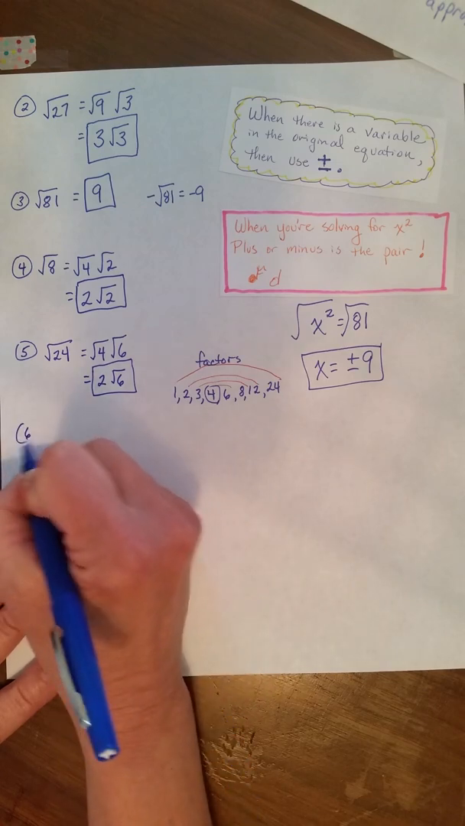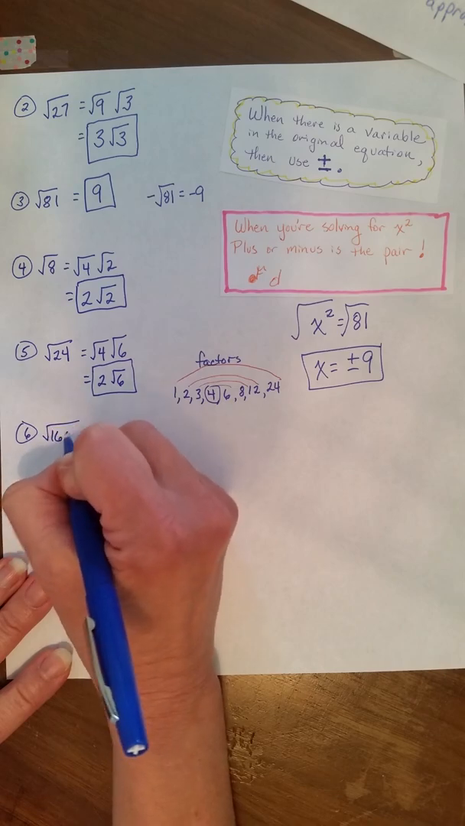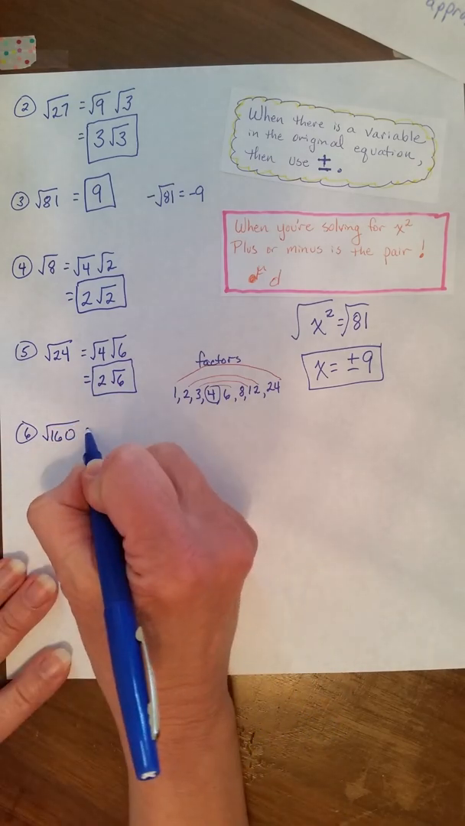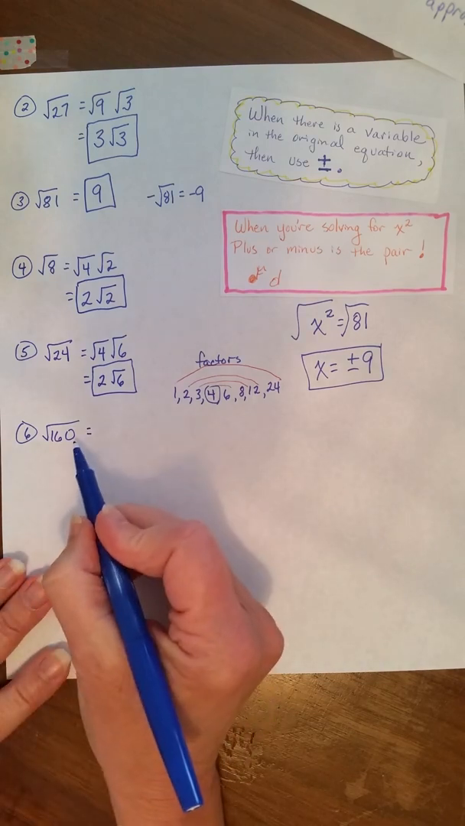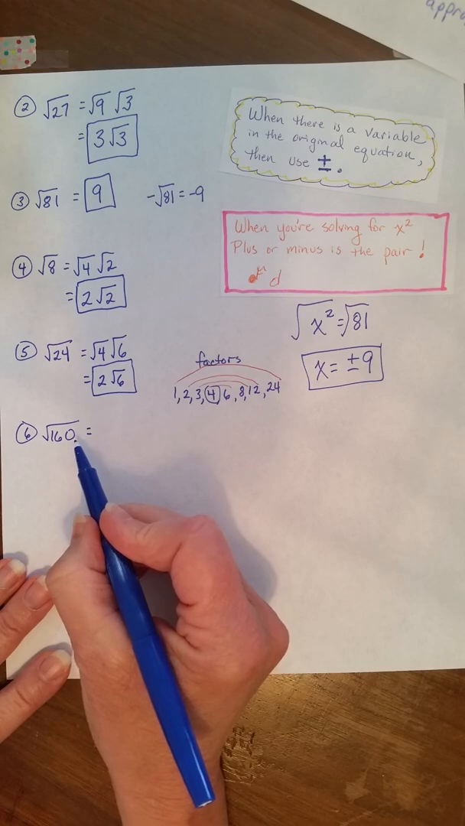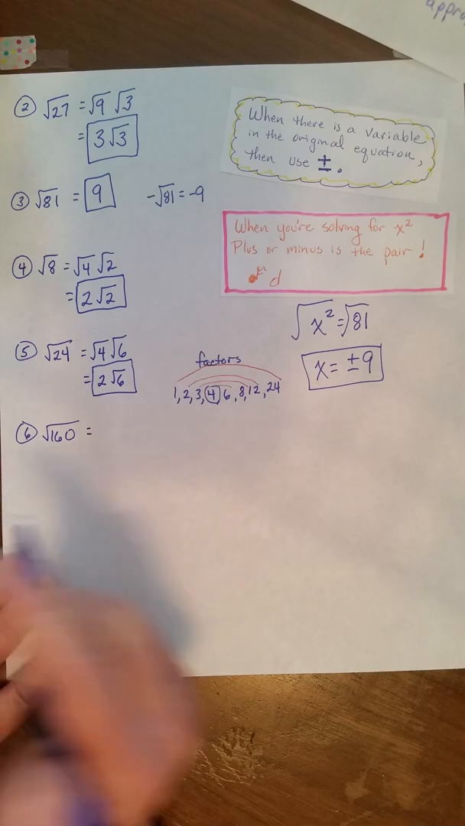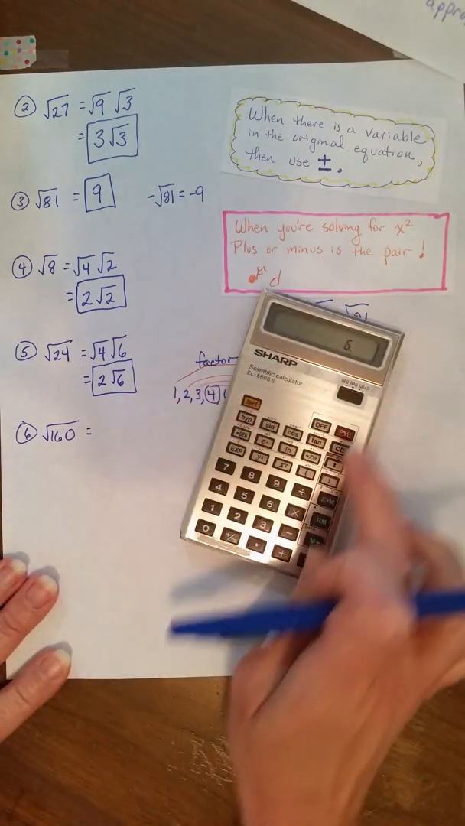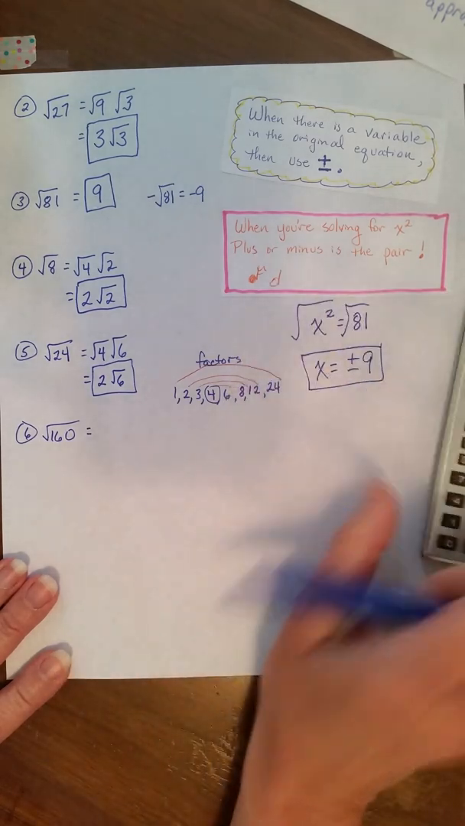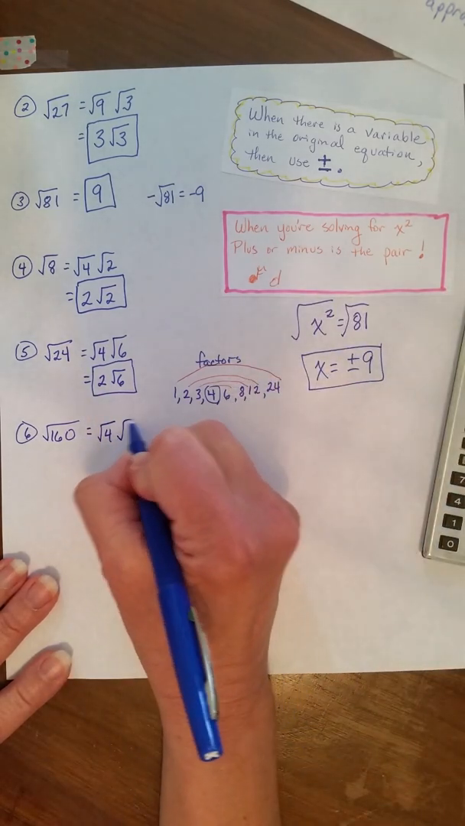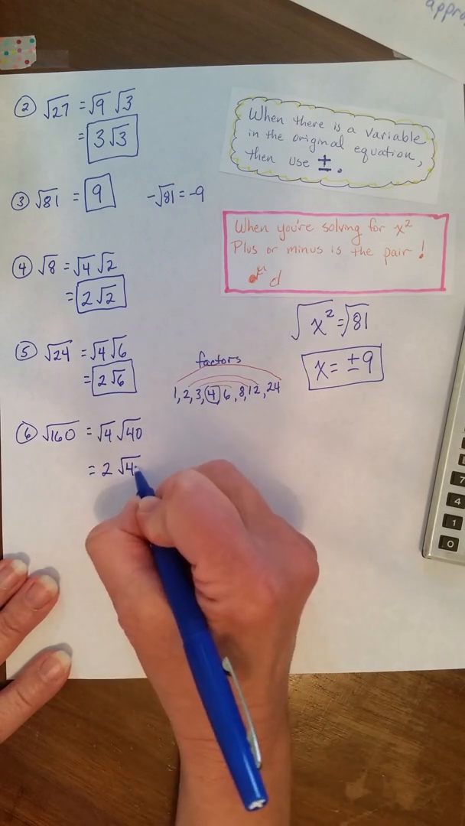Okay, number 6. Let's try the square root of 160. You might realize that 160 is divisible by 4. I'm going to point something out. You could say, I know 160 is divisible by 4. So 160 divided by 4 is 40. You could split it up as 4 and 40. Now the square root of 4 is 2, and I'm left with root 40.